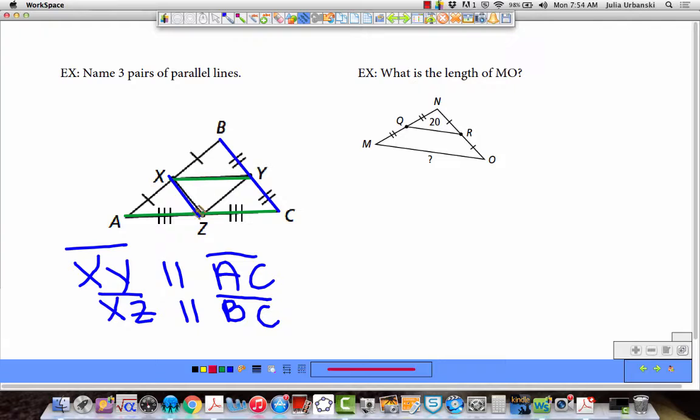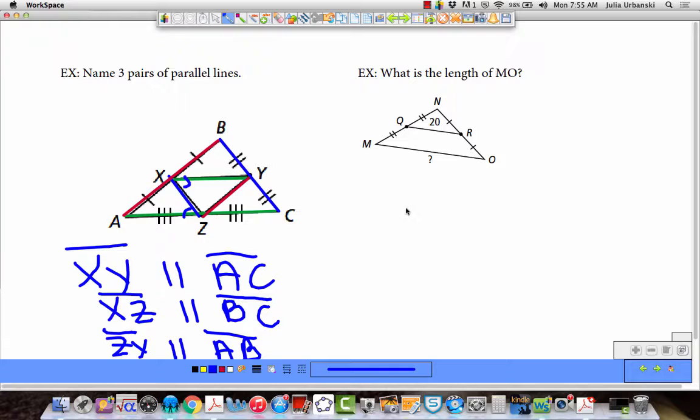All right, and then this one. ZY. Which line is parallel to ZY? BA. ZY is parallel to AB. Okay? So if you have a whole bunch of mid-segments, then you have several parallel lines, which of course gives you alternate interior angles, corresponding angles. You can see how this right here is an alternate interior angle with this one right here. When you have parallel lines, you've got those kinds of things as well.